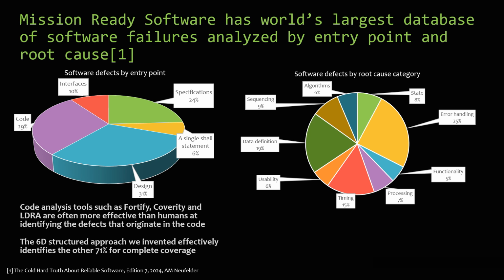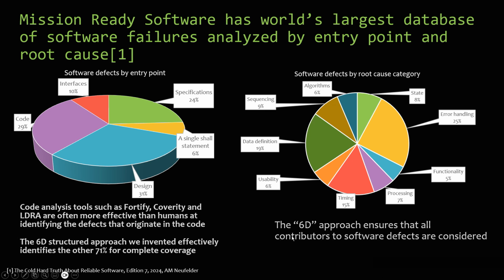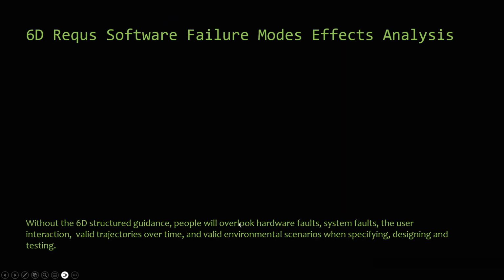Data definition was also a big area. The primary example here is the metric English defect that was seen on the Mars Climate Orbiter. We have sequencing at 9%, algorithms at 6%. The 6D approach ensures that all contributors to software defects are considered, not just a few of them.